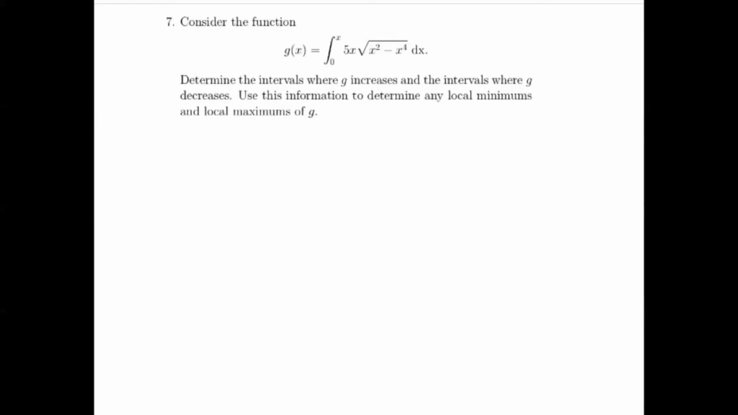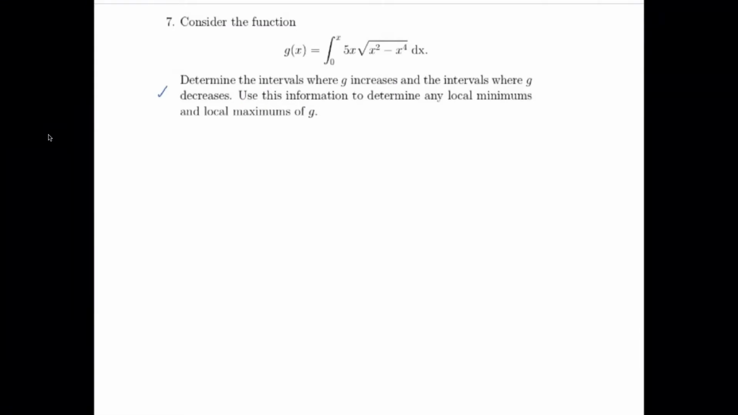Okay, in this video we're doing question number 7 from exam 3. Very few of you answered this question, so I wanted to make sure to go over it because it's not as bad as it looks. All right, so number 1, basically you need to determine the intervals where g increases and decreases.